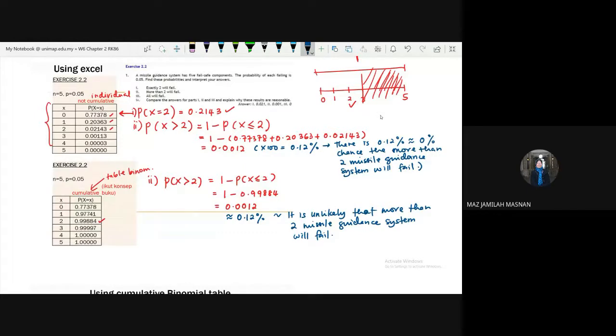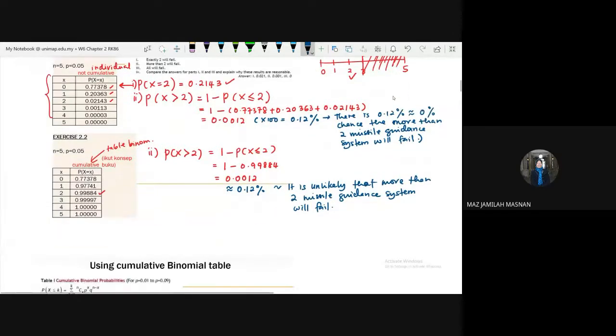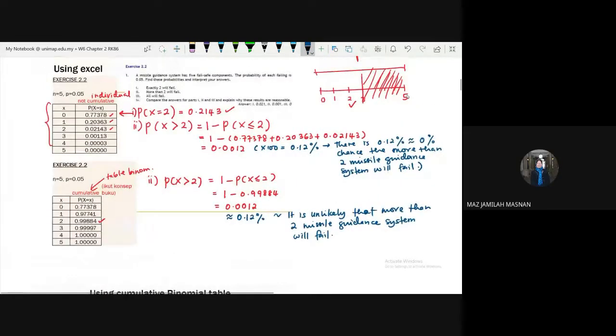Okay, so any question here, class? Because last time we didn't discuss how to interpret the probability value. Okay, is everyone okay? If okay, I'll just proceed with the third question. Okay, madam.